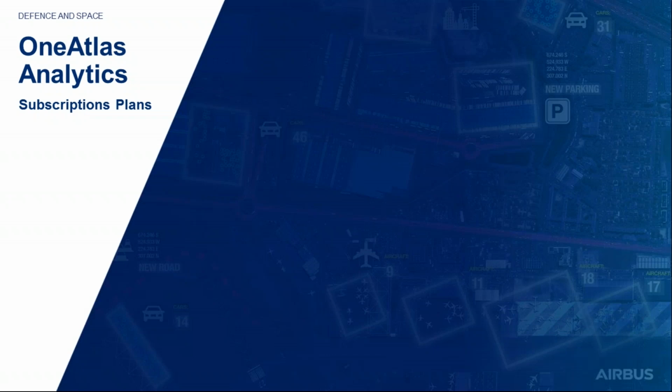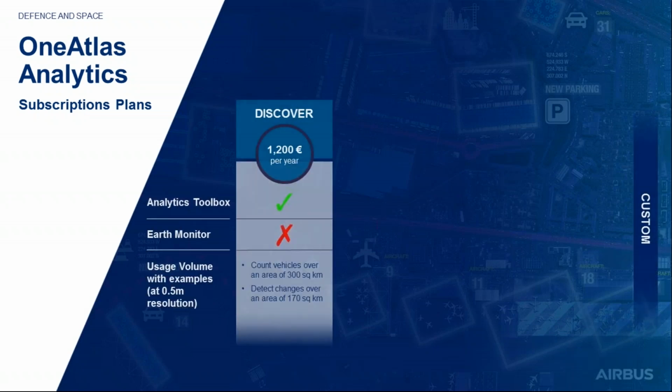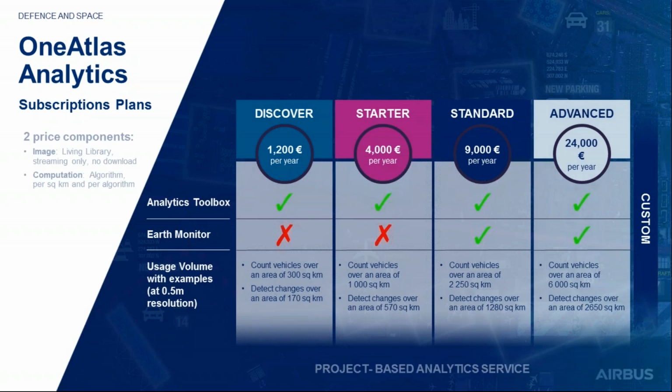Okay, now let's go ahead and take a look at these subscription plans. So OneAtlas provides a simple subscription-based package for all customers. We can purchase this via our online portal. We have 4 subscription packages, and customers can choose the package that best suits their needs based on square kilometer usage, but also on the features that are going to meet their needs. So whether it's immediate analysis with the analytics toolbox, or monitoring over time with Earth Monitor. Our packs range from 1,200 euros up to 24,000 euros.